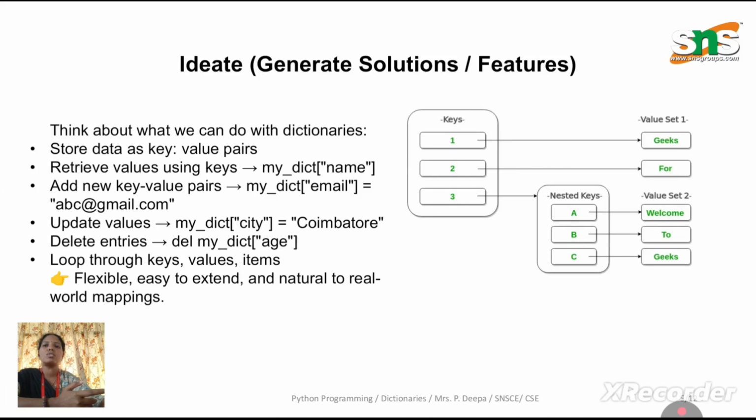Values can be strings, numbers, lists, other dictionaries or any other Python objects, and can also be duplicated. A dictionary may be defined using curly braces, with key-value pairs separated by colons and individual pairs separated by commas.